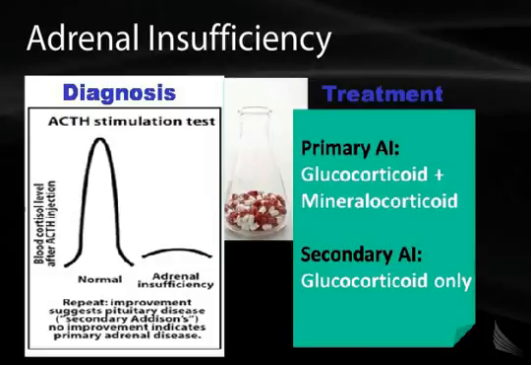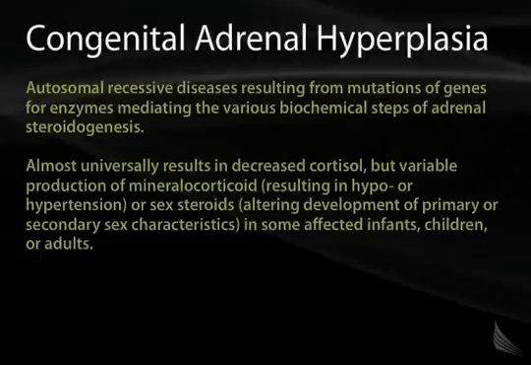And for the secondary, all you really are replacing is the glucocorticoid because the problem is not in the adrenal gland, and therefore their aldosterone system is intact. So you don't really need to replace mineralocorticoids. In the last section of the adrenal cortex, we'll cover congenital adrenal hyperplasia.